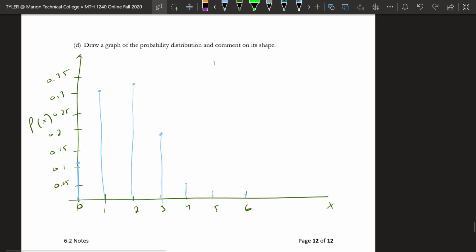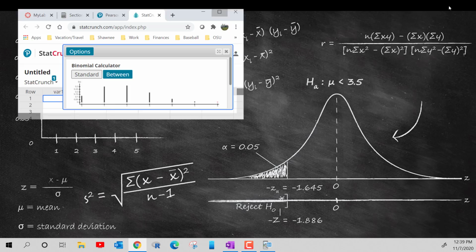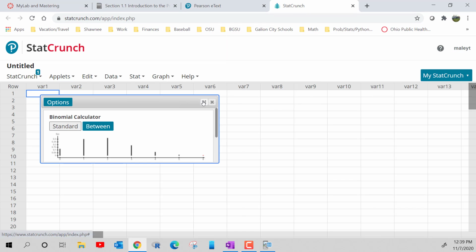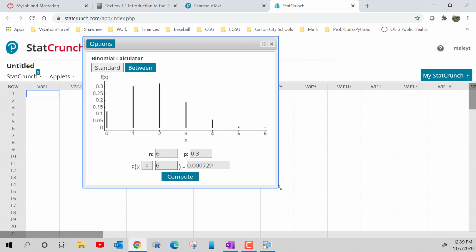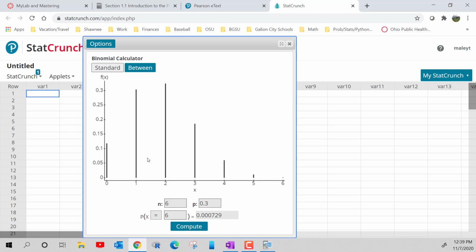And we're supposed to comment on its shape. Notice the shape looks to be skewed right. And if we come over to StatCrunch, when we were finding these, you can get the graph here as well. So we had n equals 6, p equals 0.3, and you can see that's what the graph looked like. All right, so that's all I have for this section. Make sure you let me know if you have any questions. Thanks.